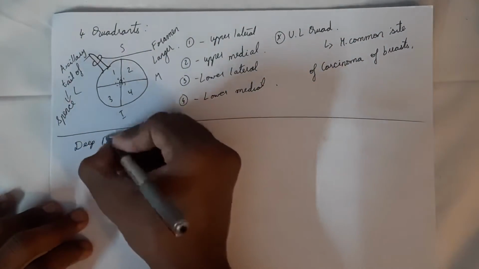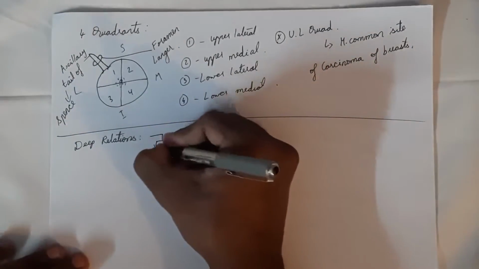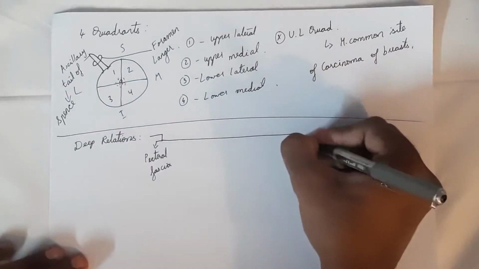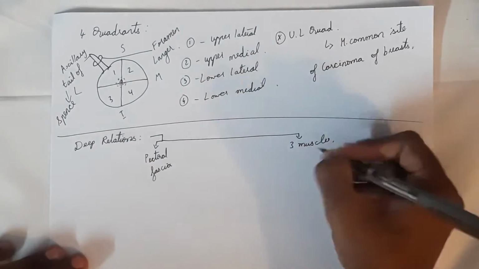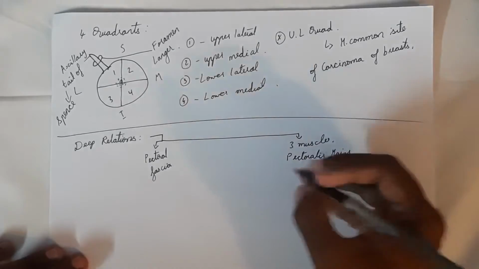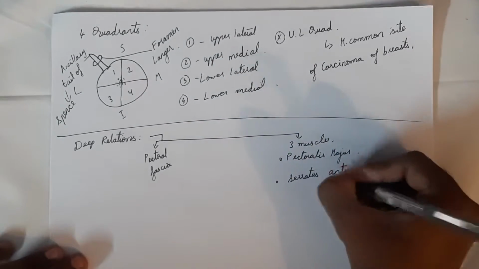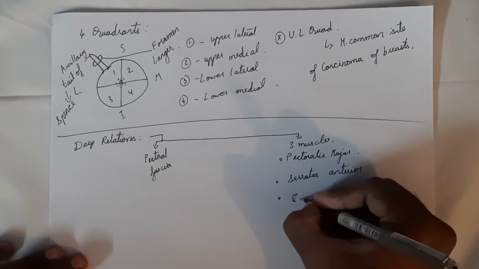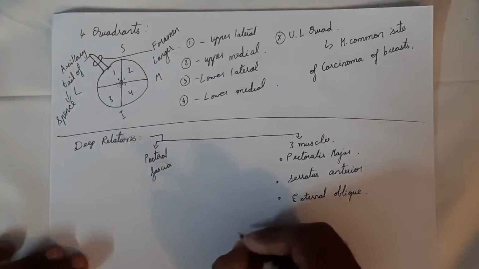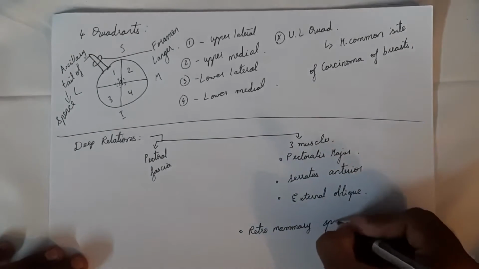And now on to the deep relations. The first one will be the pectoral fascia, and then the 3 muscles, that is the pectoralis major, serratus anterior, and external oblique. And the other deep relation is the retromammary space of loose areolar tissue.